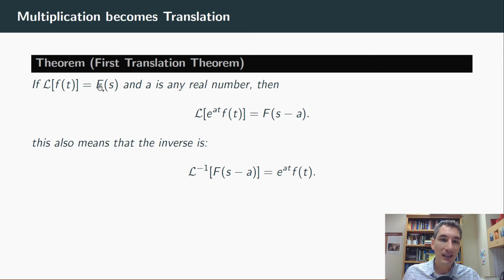Okay, so multiplication becomes translation. Multiplication by e to the at turns into translation in the frequency domain. And similarly, the inverse would be: if you had a translated function, it would come back as a product of e to the at and f.